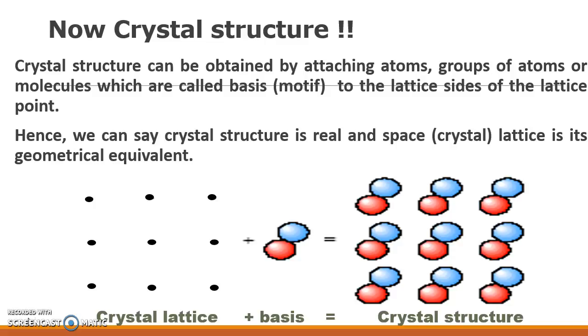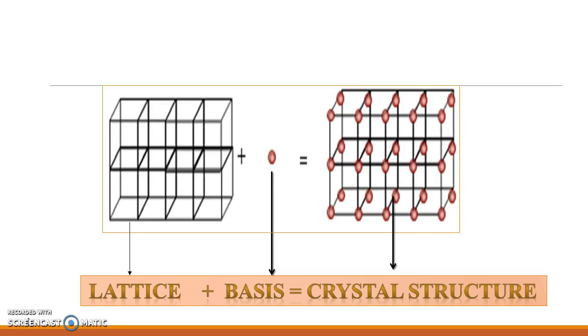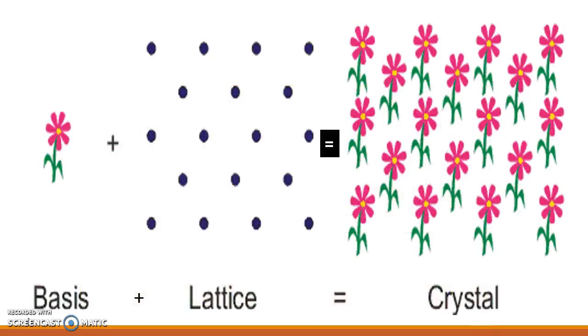Crystal structure can be obtained by attaching atoms, groups of atoms or molecules, which are called bases, to the lattice sites of the lattice points. Hence, you can say crystal structure is real and space lattice is its geometrical equivalent. So this shows how crystal structure will be formed. Same example.